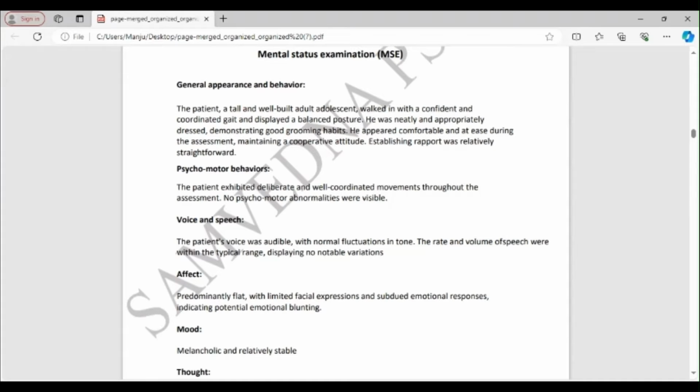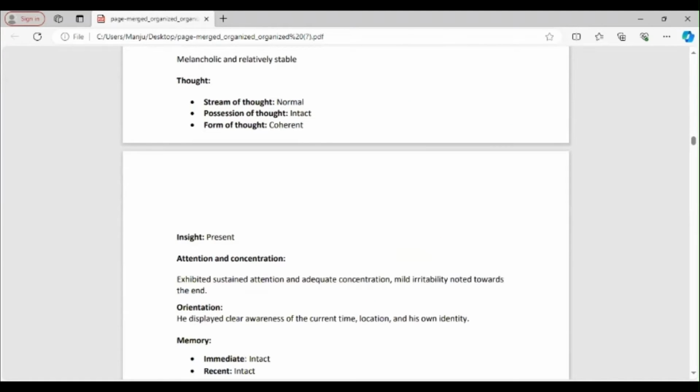Affect refers to observable expressions of emotions. So, in this case, the affect was predominantly flat with limited facial expressions and subdued emotional responses, indicating potential emotional blunting. Mood refers to verbal expressions or the tone in which the patient answers. So, mood was melancholic and relatively stable in this case.